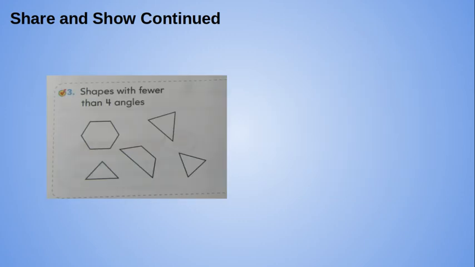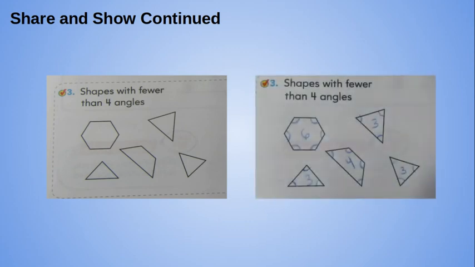Our next problem says shapes with fewer than 4 angles. So again, I'm labeling the angles in this problem. Go ahead and start labeling your angles. When you find out how many angles each shape has, write it in the center so you don't forget. And then you're looking to circle the shapes that have fewer than 4 angles. That should look like this.